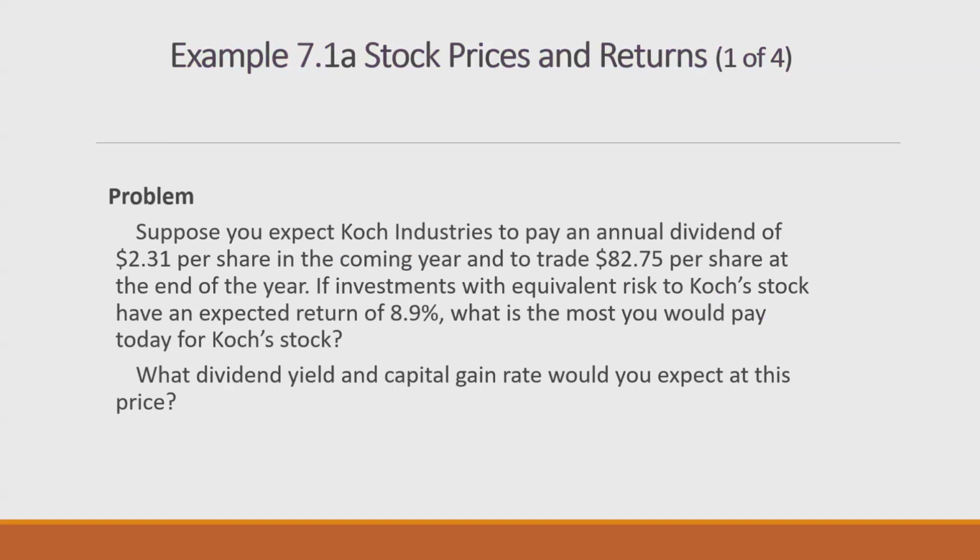Here we have another problem. Example 7.1a, stock prices and returns. Suppose you expect Koch Industries to pay an annual dividend of $2.31 per share in the coming year and to trade at $82.75 per share at the end of the year. If investments with equivalent risk to Koch stock have an expected return of 8.9%, what is the most you would pay today for Koch's stock? What dividend yield and capital gain rate would you expect at this price?